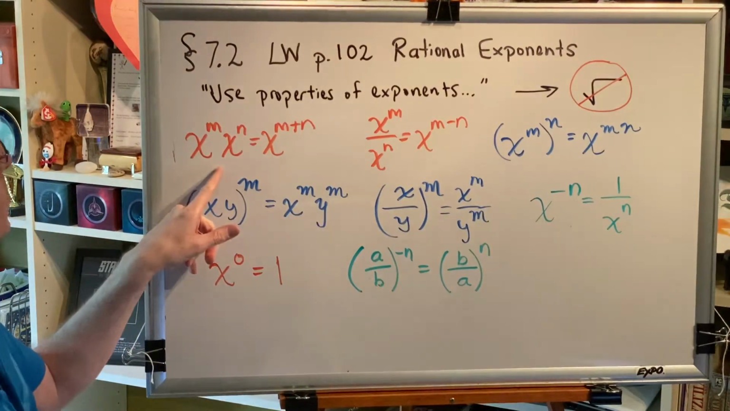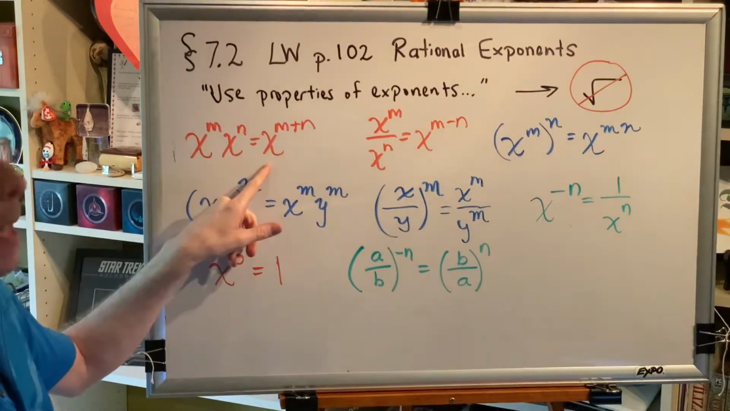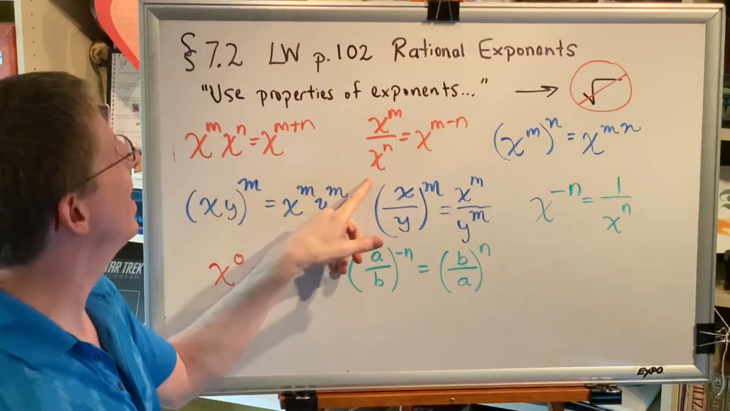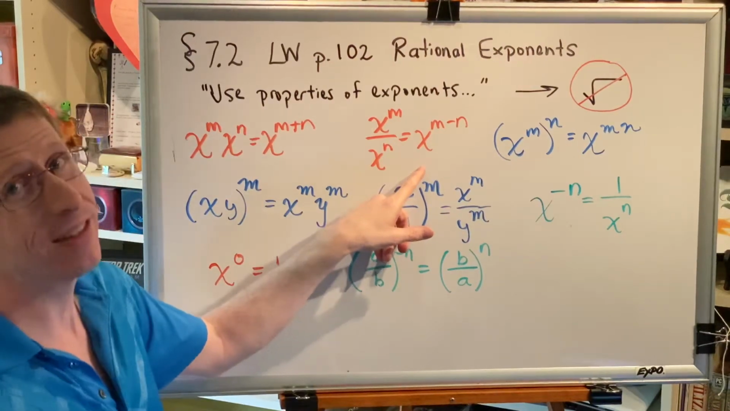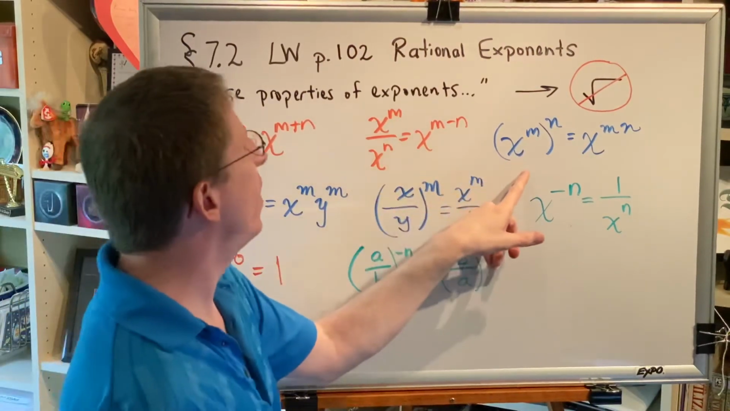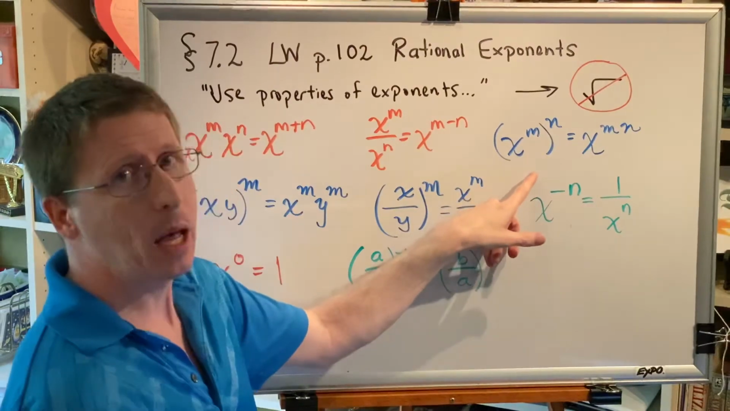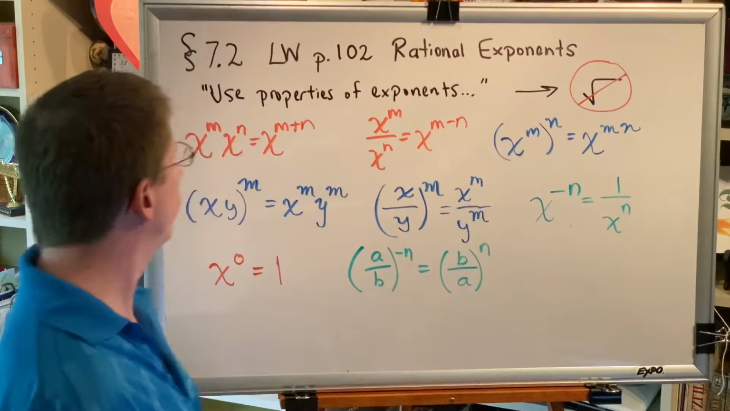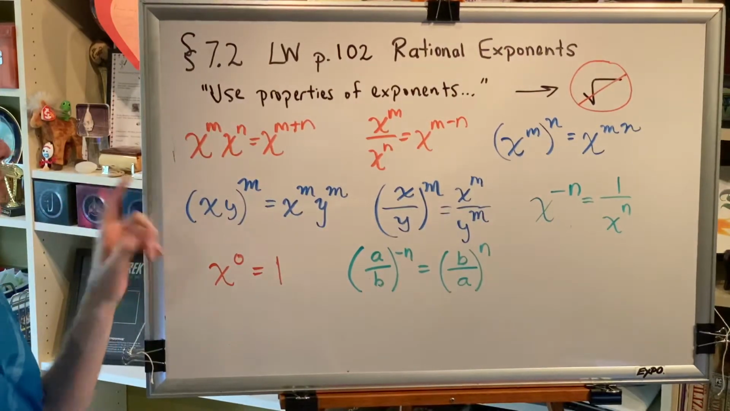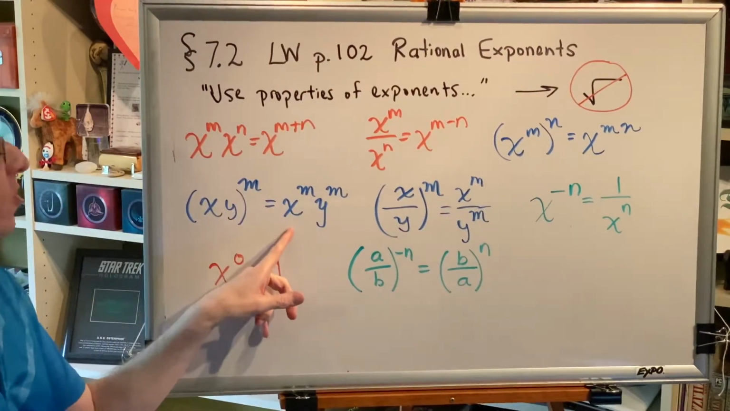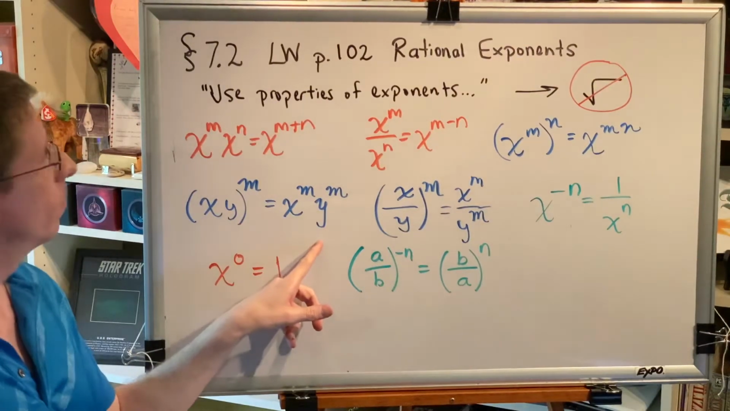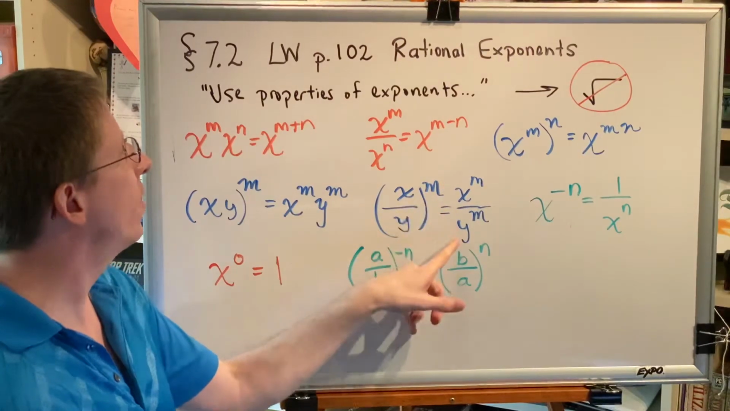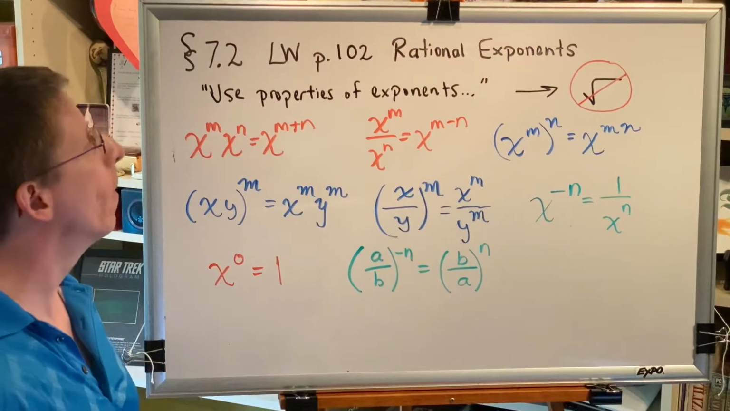x to the m times x to the n equals x to the m plus n. x to the m divided by x to the n equals x to the m minus n. x to the m, in parentheses, raised to the n power equals x to the mn power. xy, in parentheses, to the m power equals x to the m y to the m. x over y, in parentheses, to the m power equals x to the m over y to the m.